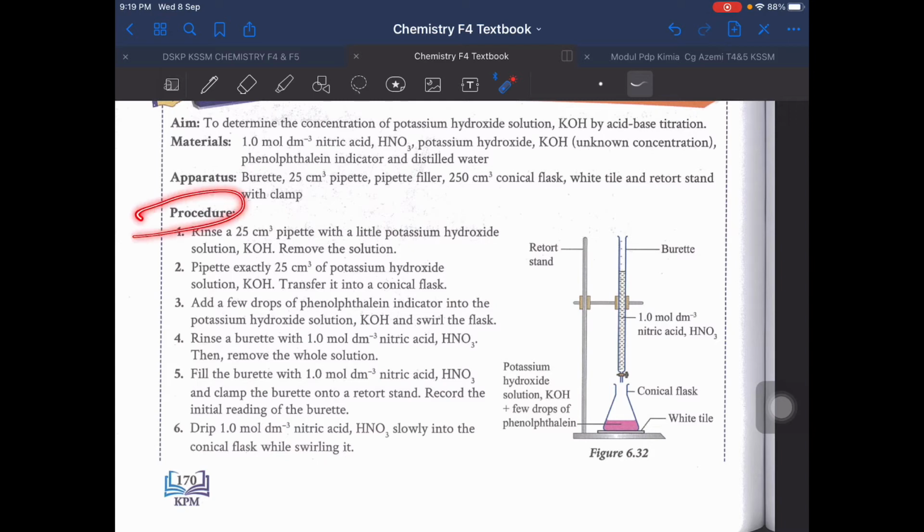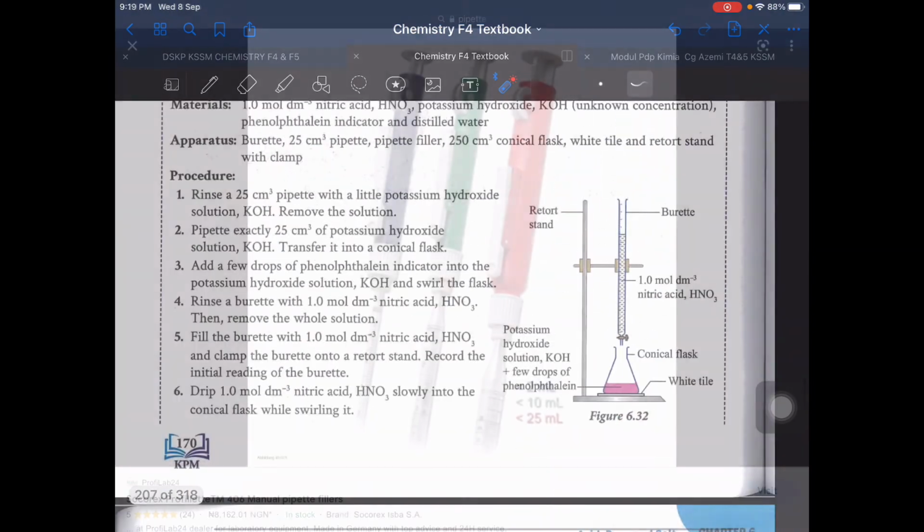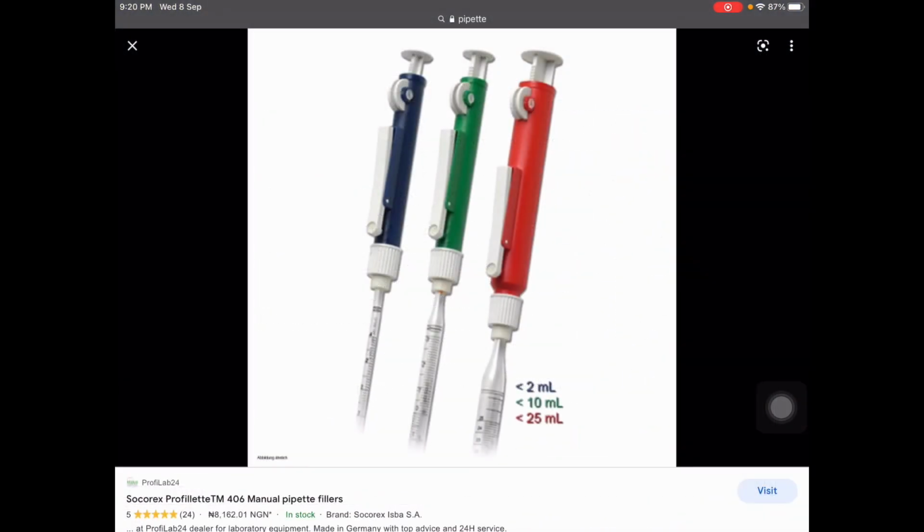Okay, procedure. What you do? Rinse a 25 cubic pipette with a little potassium hydroxide and remove the solution. So, apa kamu buat di sana? You use a pipette. You use a pipette. Okay, if you don't know what is pipette, I show you now. This is pipette.